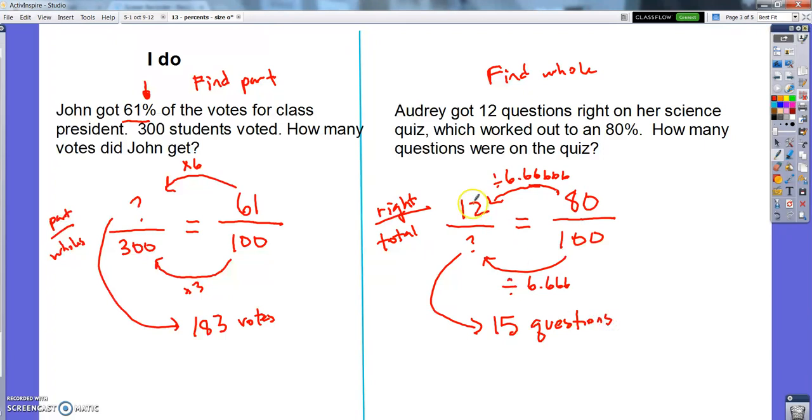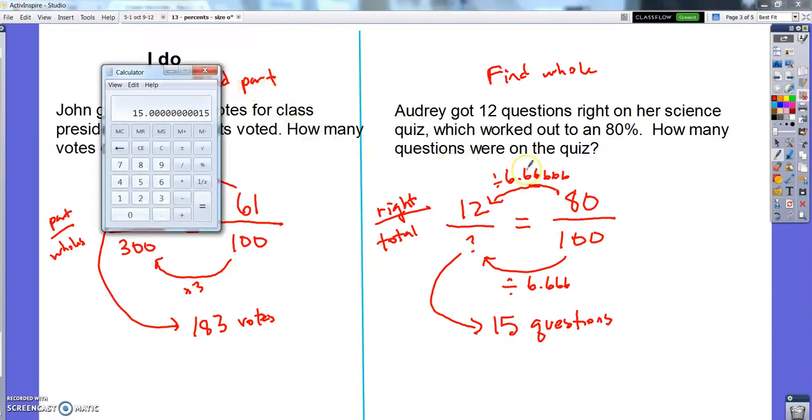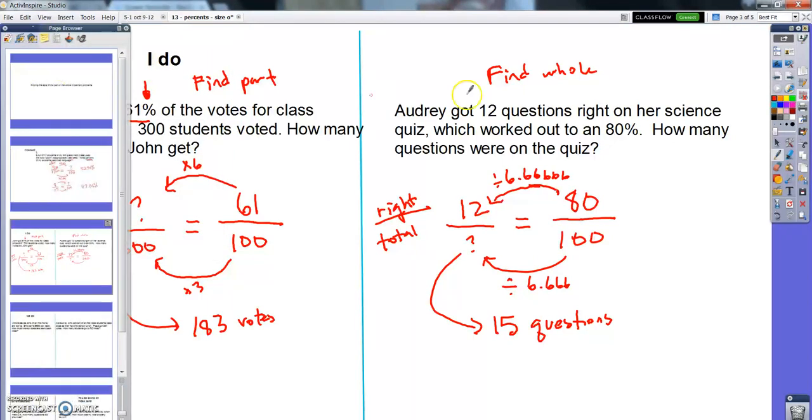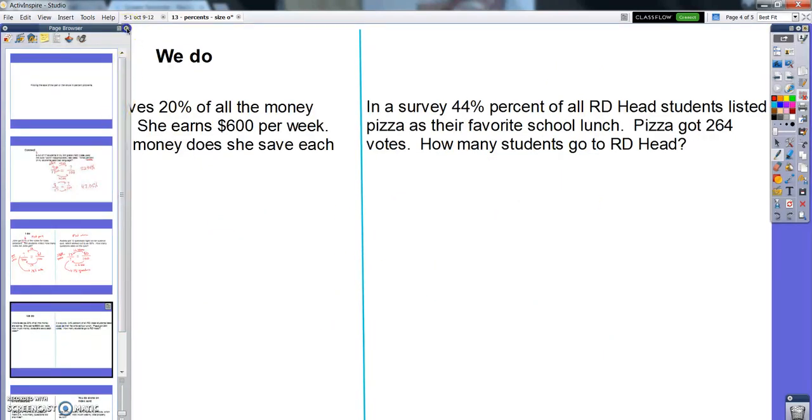If I kind of go the other way, and I could have had that 6, 6, 6, 6, 6, 7, on and on and on. The calculator knows it goes on and on. I would have just got 15, so don't worry about the little parts. It's just a calculator snafu. So there you had to find the whole. How many whole questions were on there? All right, let's do two together.